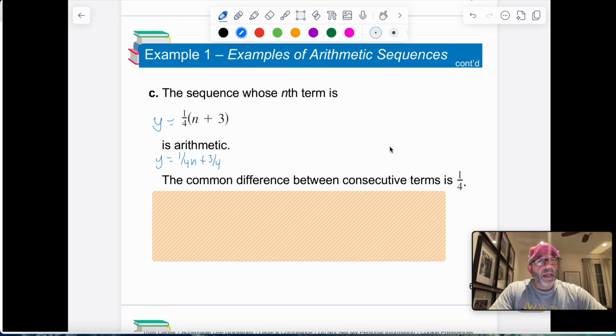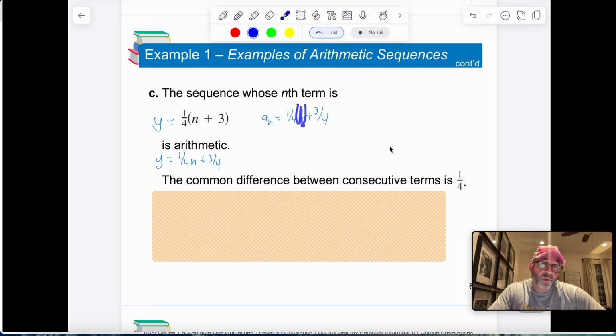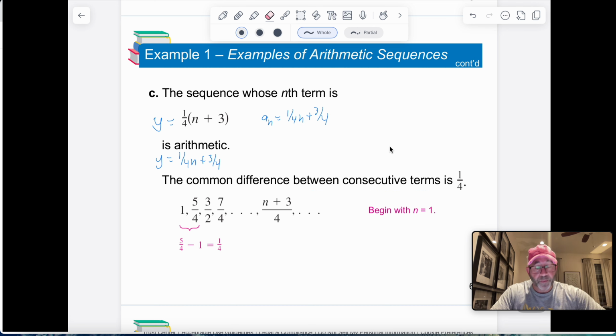Okay? And if I was to say, in terms of our rules, we would say a of n is equal to 1/4 n plus 3/4. So it would look the same, right? If I want to find the first term, what I do is I go ahead and put in a 1 right here for this n, and we have 1/4 times 1, which is just 1/4, plus that 3/4. We end up with our first term being equal to a 1. And then when I use my slope, I just add a fourth, add a fourth, add a fourth, and I keep doing that.